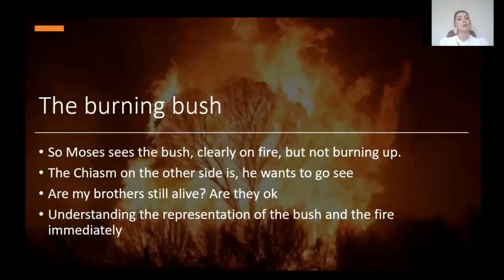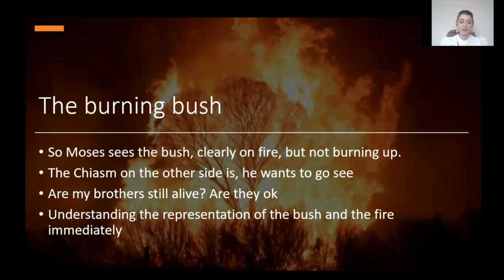And so the burning bush, so Moses sees this bush. It's clearly on fire, but it's not burning up. So the chiasm on the other side of the bush, so this is everything leading up to the burning of the bush and the burning bush itself. So Moses is intrigued by this thing that he's seeing. So he wants to go closer and see.